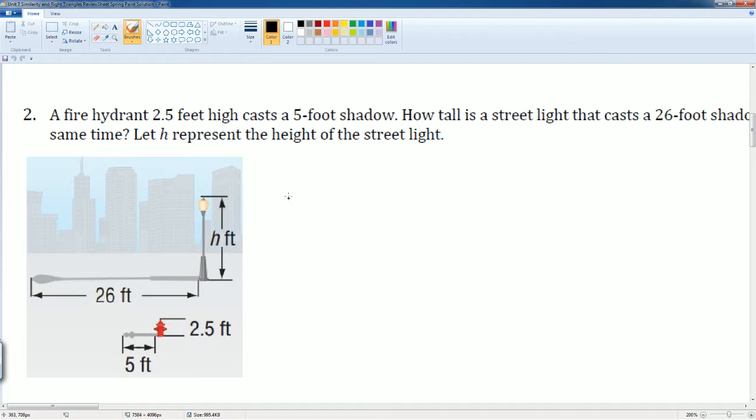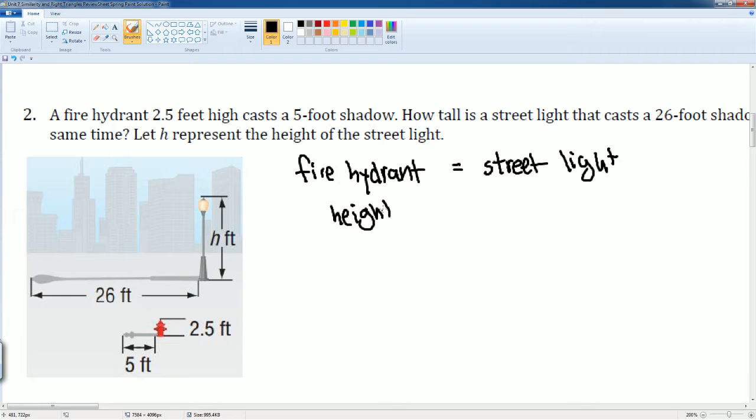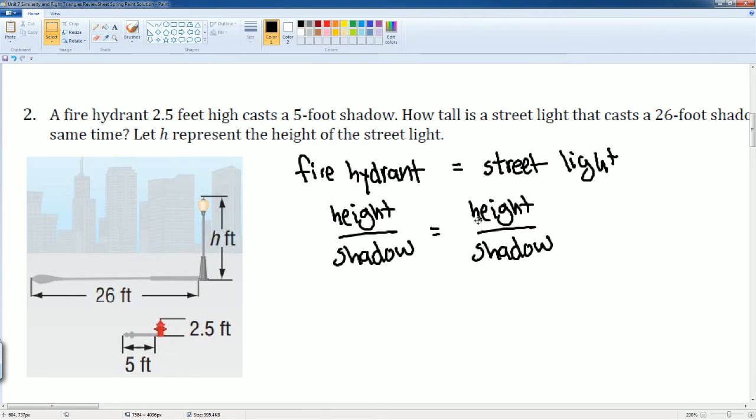So you're going to set up two ratios. The first one, I'm going to set up as the fire hydrant, and I'm going to compare that, equaling to the street light. The ratio that I'm going to set up for the fire hydrant is its height divided by its shadow. That's going to be equal to the same thing for the street light, its height and its shadow.